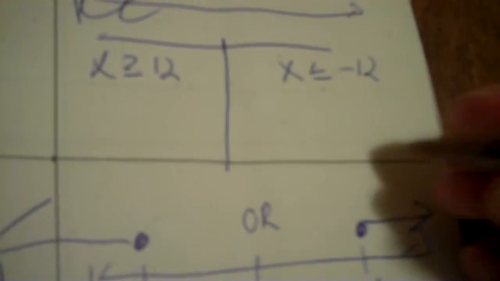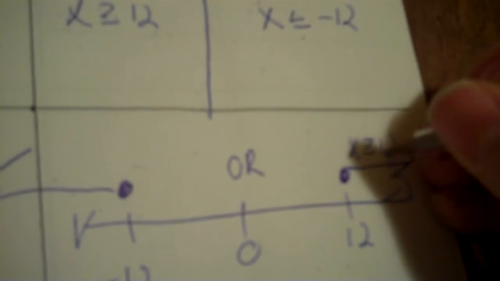With the 12, it's eating x, it goes this way. With the negative 12, it's eating the number, so it goes this way. So you write the word or, okay, and then you just label them separately. You basically copy these two things down. So above the 12, you copy that down. Above the negative 12, you copy that down.